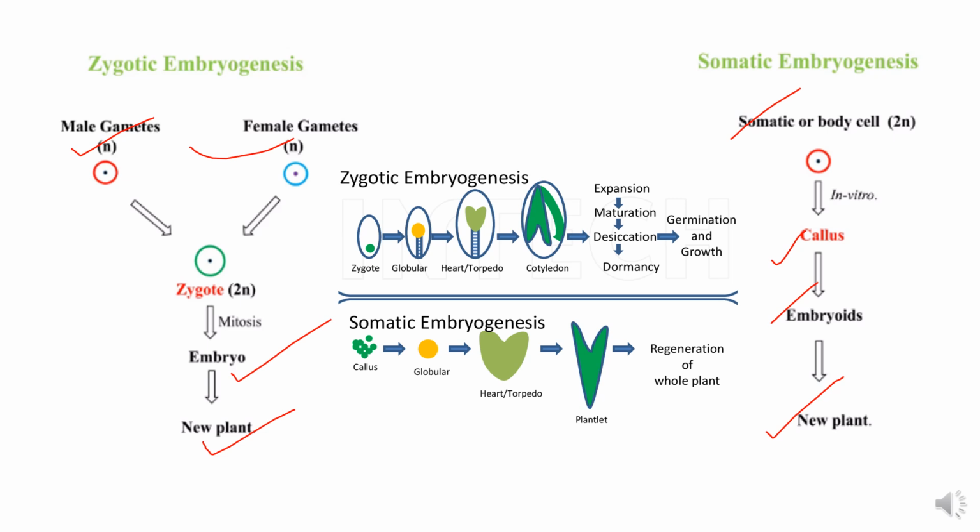Here you can see the different stages the embryo will undergo: zygote, globular, heart or torpedo stage, that is the cotyledonary formation stage, and cotyledons, and later expansion, maturation, desiccation, tolerance, dormancy. Everything will be there in the case of zygotic embryos, which will not be observed in the case of somatic embryos. Somatic embryos also undergo different phases like globular, heart and plantlet, and finally we will get the plant very easily without any dormancy phase. But in the case of the zygotic embryo, we have to see all these phases like expansion, maturation, desiccation and dormancy. Finally it will give rise to the germination and growth of the plant.